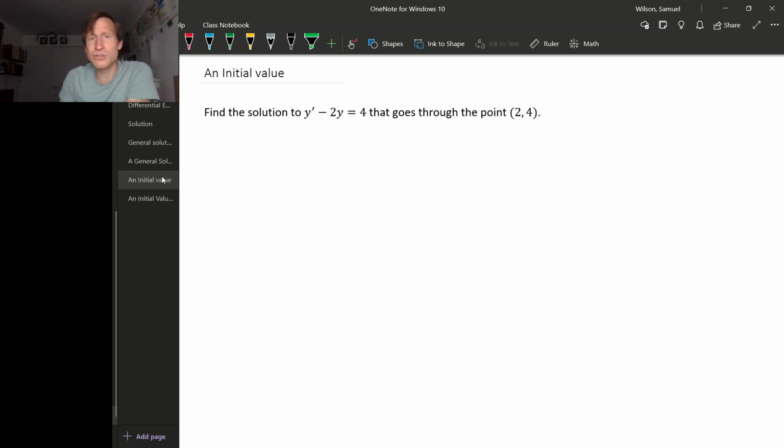So let's have a look at an example of that kind of situation. Let's find the solution to this differential equation, y prime minus 2y equals 4, the one solution that goes through this particular point, (2, 4). We saw in a previous video that the general solution is y equals minus 2 plus a constant times e to the 2x. And remember, the constant parameterizes the family of solutions. So for any single solution to this differential equation, what will appear here is not a letter variable, but in fact just a number.